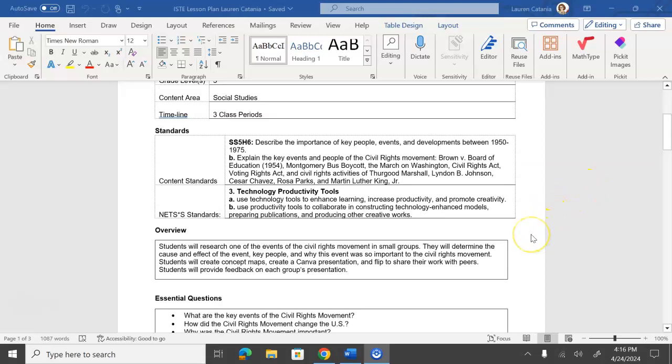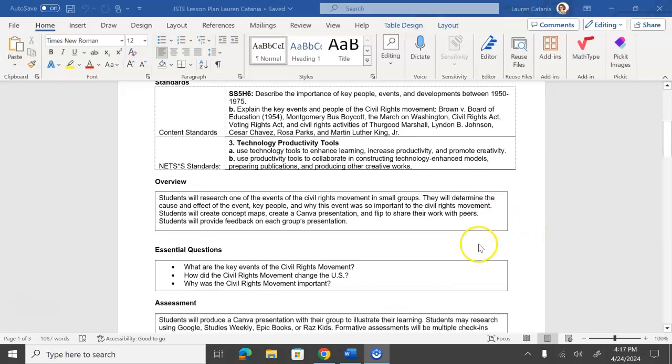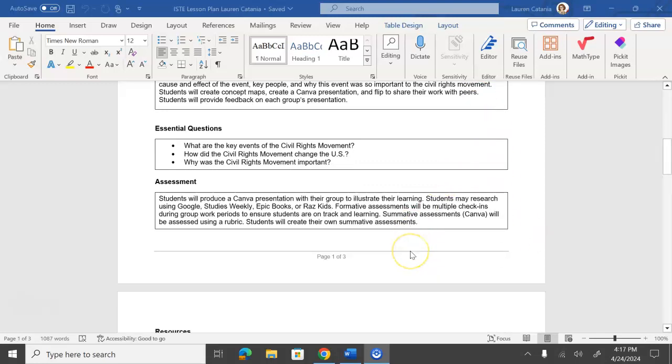So, our lesson started out with the students researching one key event of the civil rights movement in depth with their groups. Then they had to figure out the cause and event, the key people, and why this event was so important to the civil rights movement. So then they created a concept map on Poplet. They created the Canva presentation as a group, and then they presented it on Flip. And on Flip, the other students were able to comment on it, which was really cool.